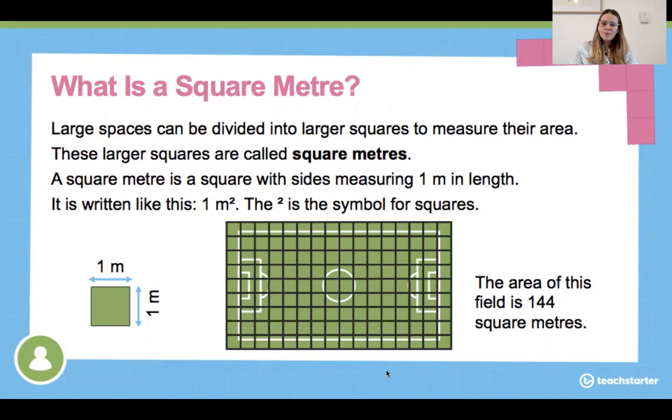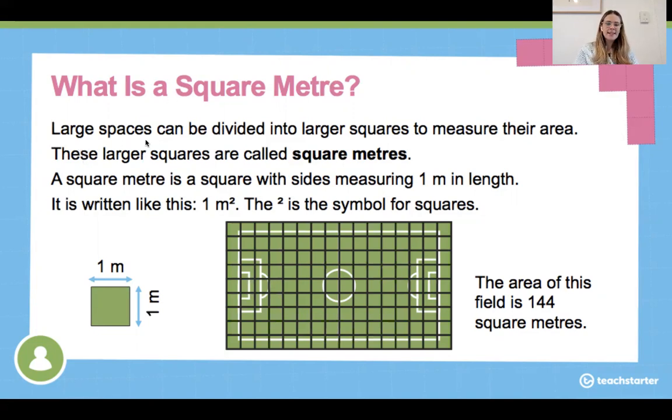Now, when we get back up to much larger spaces, the centimeter square isn't going to work because it's too small. It would take so much time to try and measure something such as a soccer oval, as you can see on my screen. With centimeters, it would just take forever and it'd be very confusing. So to make that easier, we would use meters or meters squared.